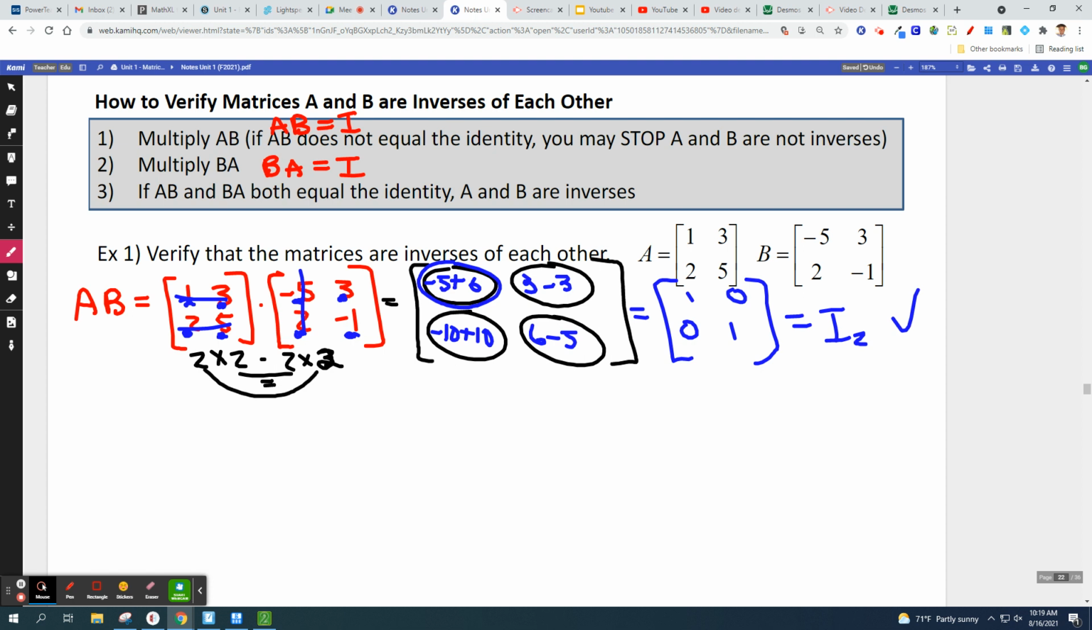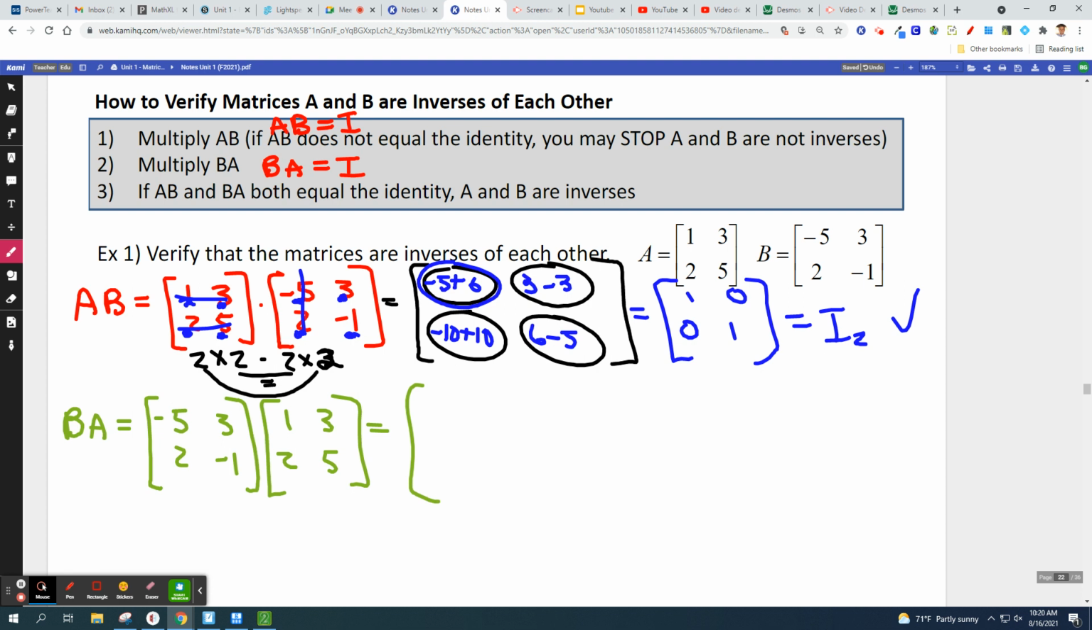That's what we wanted. Okay, but what everybody forgets is you now have to multiply it backwards. What we just did is not technically enough. Now we have to multiply backwards. We have to do B times A. So we just flip-flop it. B is -5, 3, 2, -1. A is 1, 3, 2, 5. That's not necessarily going to be the same thing. It may be, but it may not be. But I know that's going to be a 2 by 2, so I can set up my skeleton again.